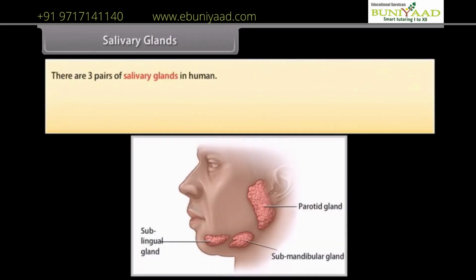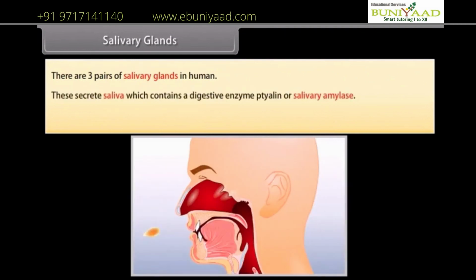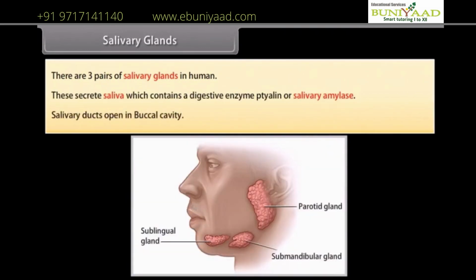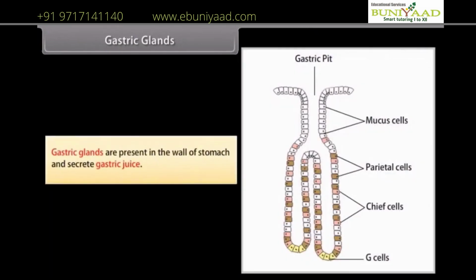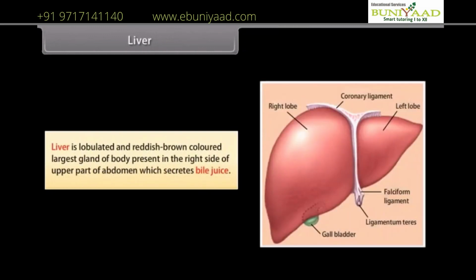Salivary glands. There are 3 pairs of salivary glands in human. These secrete saliva, which contains a digestive enzyme ptyalin or salivary amylase. Salivary ducts open in buccal cavity. Gastric glands. Gastric glands are present in the wall of stomach and secrete gastric juices. Liver. Liver is lobulated and reddish-brown colored largest gland of body present in the right side of upper part of abdomen which secretes bile juice.